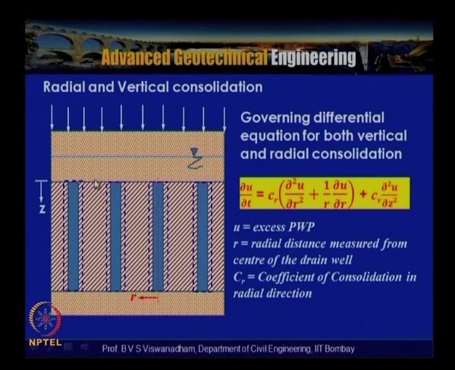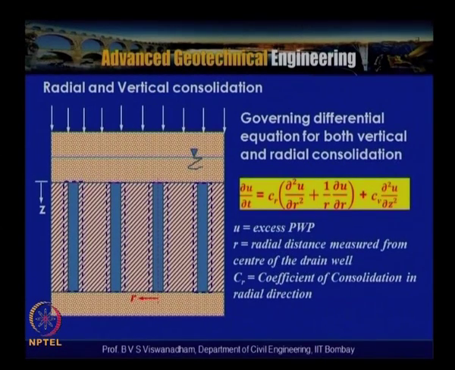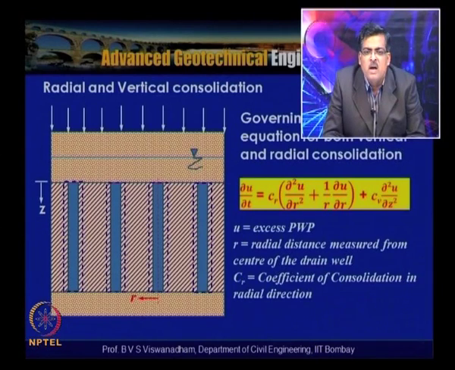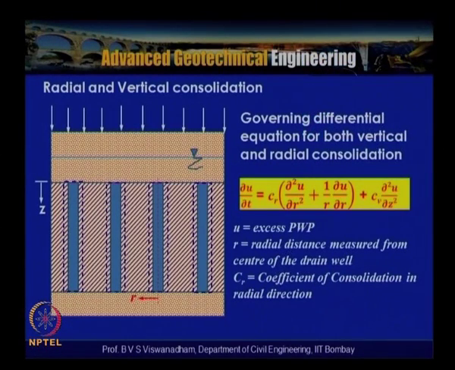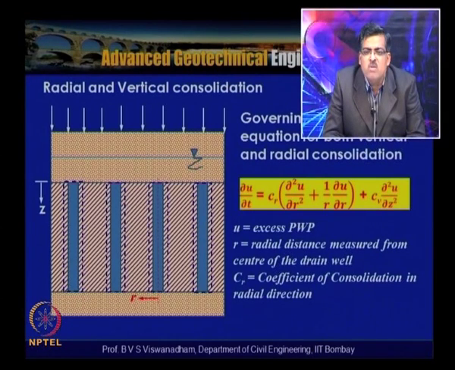If you look into this, each drain in the plan area caters to a diameter which is called the equivalent area for a drain. So we need to also think about what spacing and what layout we need to place them in, so that the radial and vertical consolidation can occur efficiently. The governing differential equation for both vertical and radial consolidation is shown here. This is after Barron, where ∂u/∂t = Cr (∂²u/∂r² + (1/r) ∂u/∂r) + Cv ∂²u/∂z².